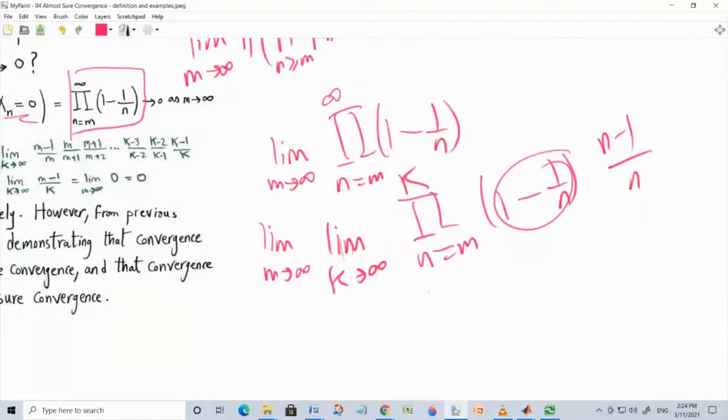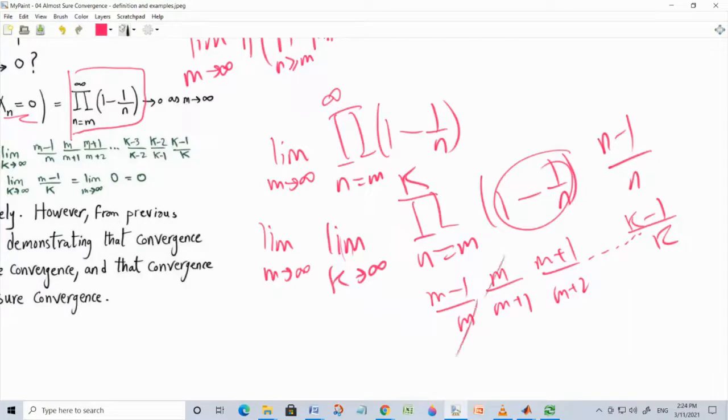Then write the terms. The terms would be m minus 1 over m, then m over m plus 1, then m plus 1 over m plus 2, all the way to the last term, which will be k minus 1 over k, and so on. So it's like a telescopic product, and you will end up with m minus 1 over k.